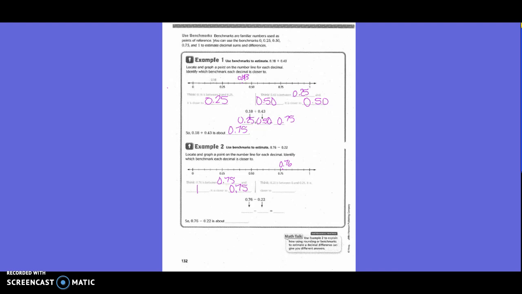And we said it goes in increments of 5. So 5, 10, 15, 20. So a little bit after that, right? And then that would be 22 hundredths. And then 22 hundredths is closer to 25 hundredths. So then we would do 75 hundredths minus 25 hundredths equals 50 hundredths. So 76 hundredths minus 22 hundredths is about 50 hundredths.